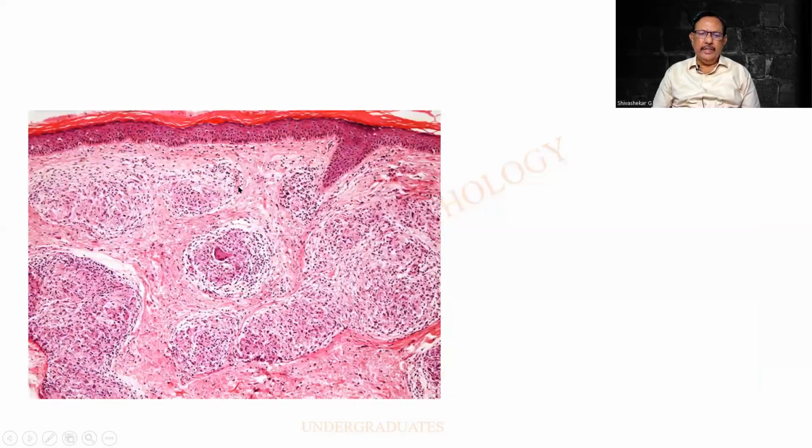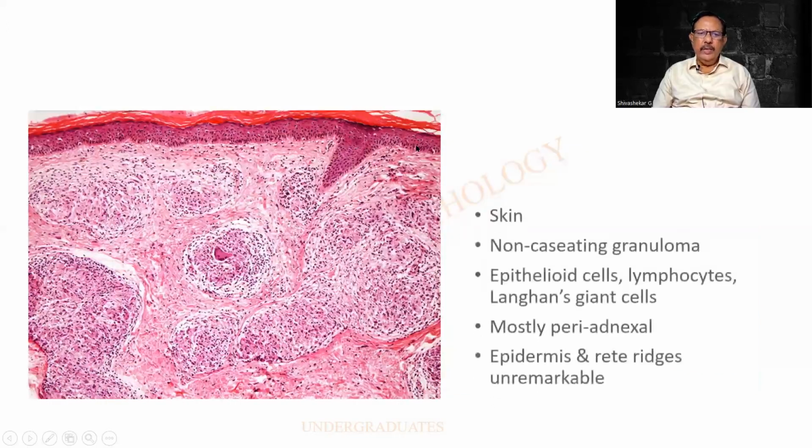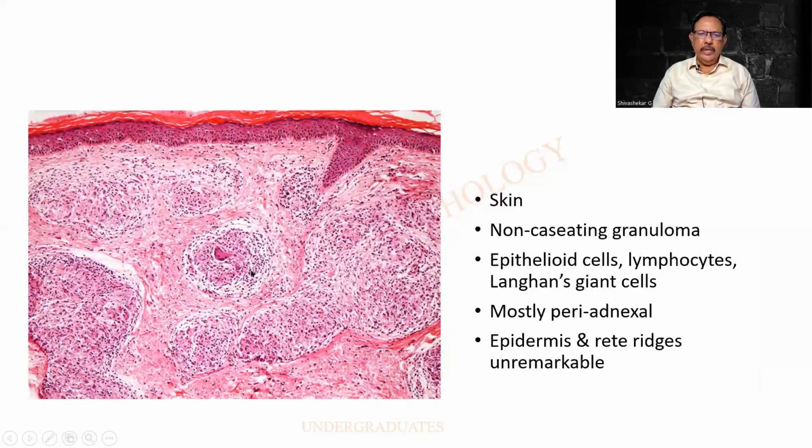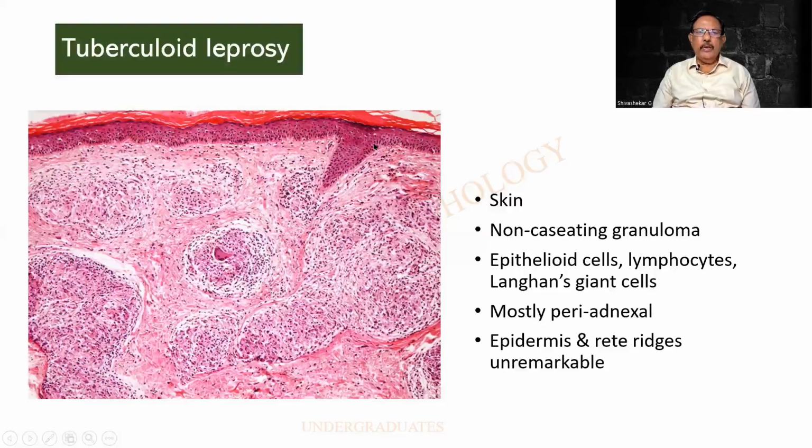So it is again the same picture. What do I see? There is a skin, non-caseating granuloma, epithelioid cells, lymphocytes, and Langerhans cells. They are mostly lower down, periadnexal. The epidermis is unremarkable. The diagnosis is tuberculoid leprosy.